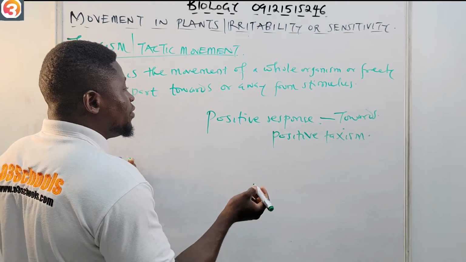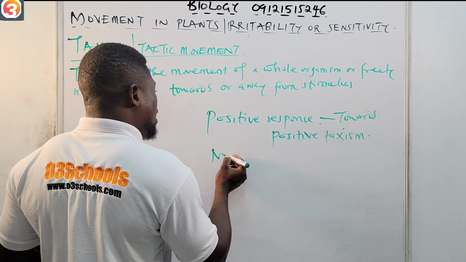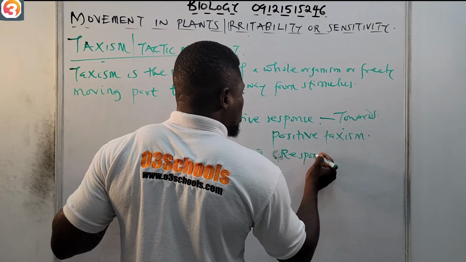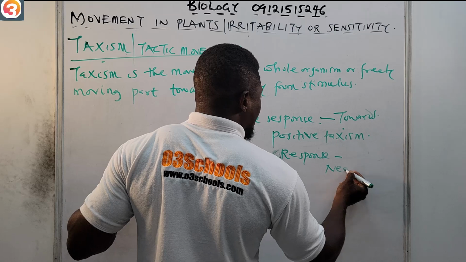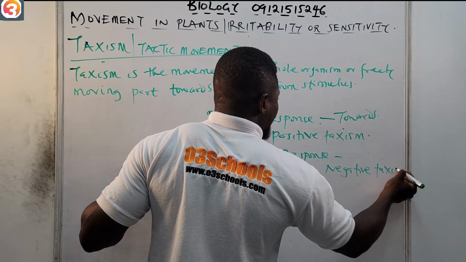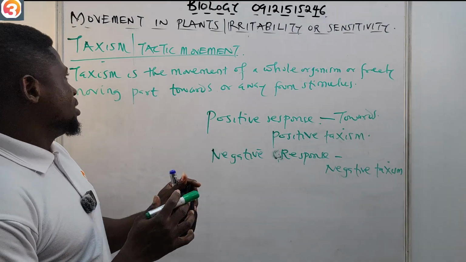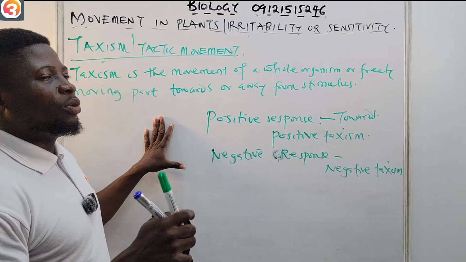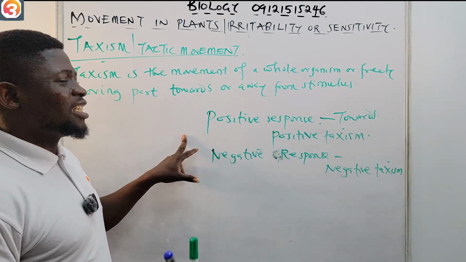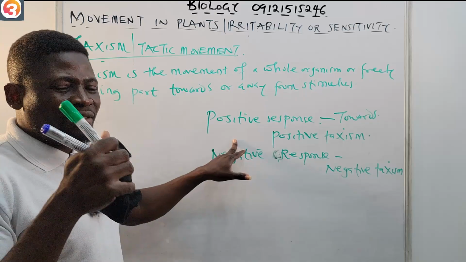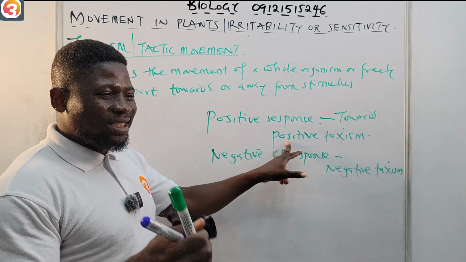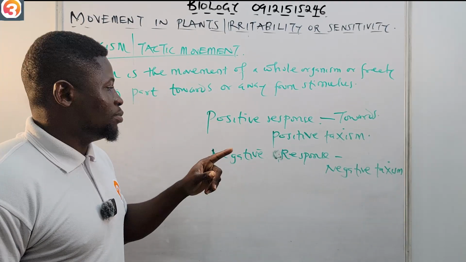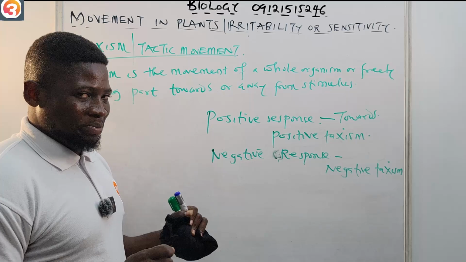But if the organism is moving away from the stimulus, we call that a negative response, and this is called negative taxism. So taxism as a whole is the movement of a whole organism or its freely moving part towards or away from a stimulus. If towards, that is a positive response and positive taxism; if away, a negative response and negative taxism.